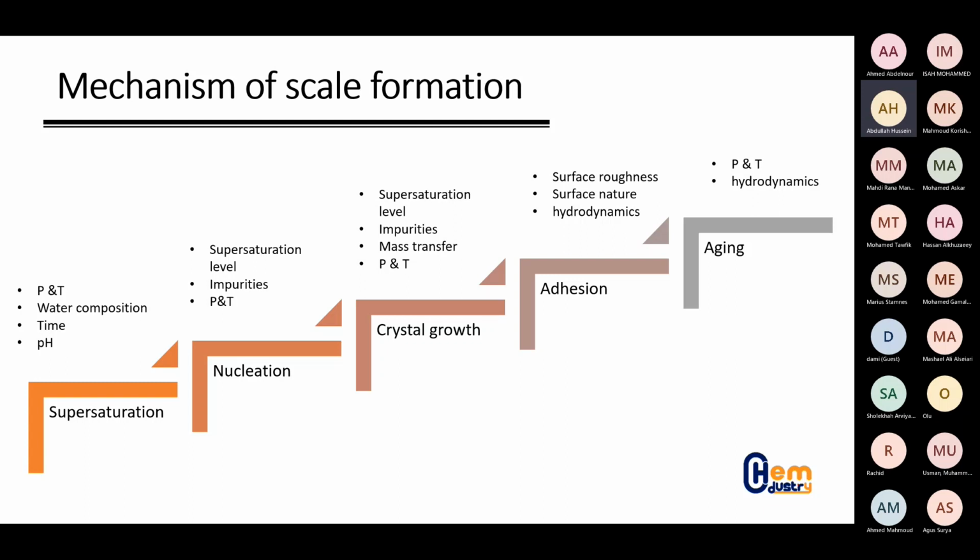And then it keeps growing in some manner, either in a spiral way or a two-dimensional way, or any other way of crystal growth. After this comes the adhesion step. This is when the solid particle that has formed is transported and reaches the metal surface, and then sticks and adheres to it to form the deposit layer.